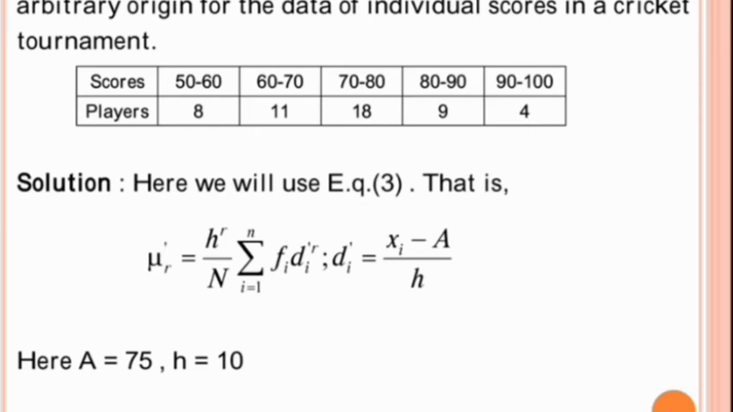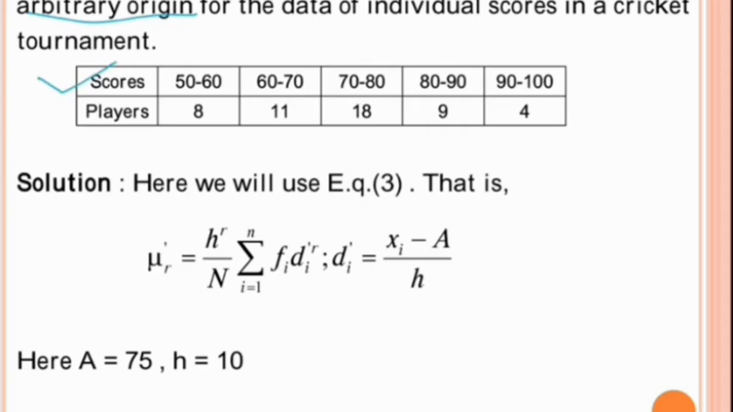Next question is, find the first 4 moments about arbitrary origin for the data of the individual scores in the cricket tournament. See, now here which formula will you use? It is about arbitrary origin, not about 0. It is about arbitrary origin. So you will use the formulas of mu r dash. And which formula will you use? You will use the formula for class intervals, that formula you will use.